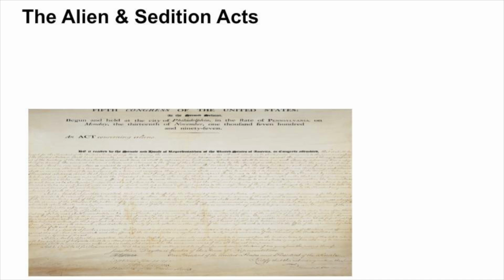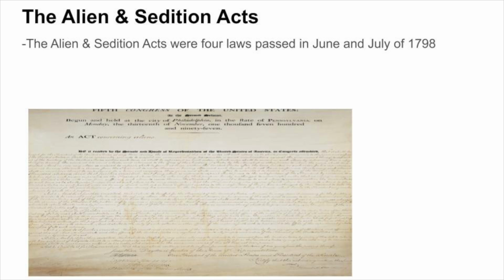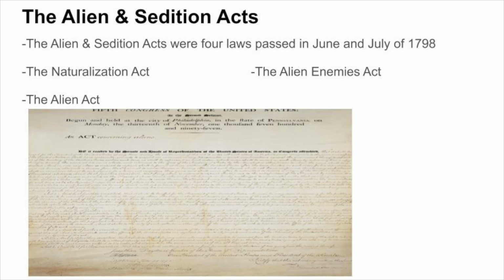As tensions grew, many Federalists in Congress attempted to quash pro-French sentiments in the U.S. by passing the Alien and Sedition Acts. The Alien and Sedition Acts were 4 laws passed in June and July of 1798. These laws were the Naturalization Act, the Alien Act, the Alien Enemies Act, and the Sedition Act.